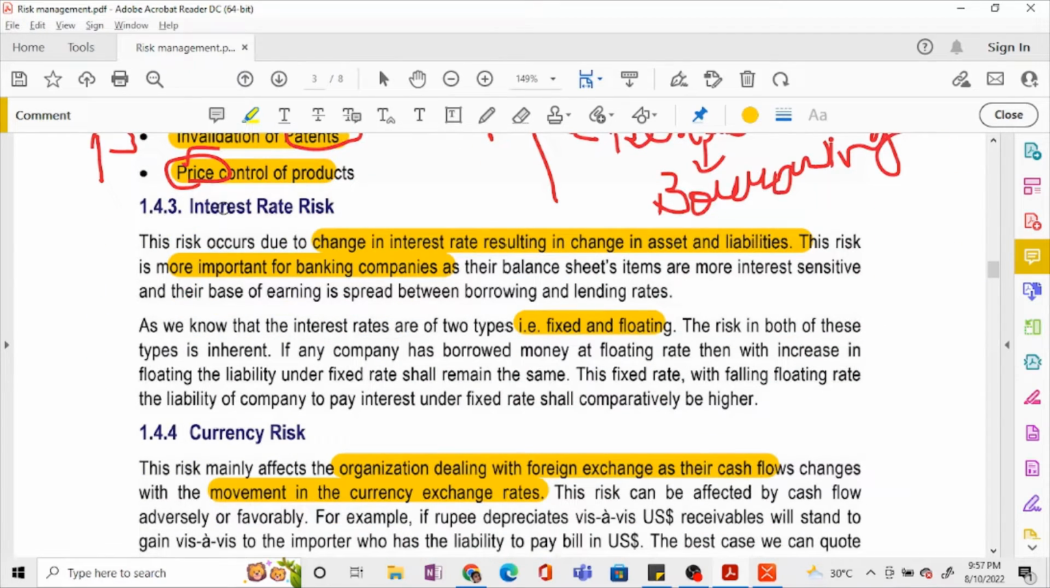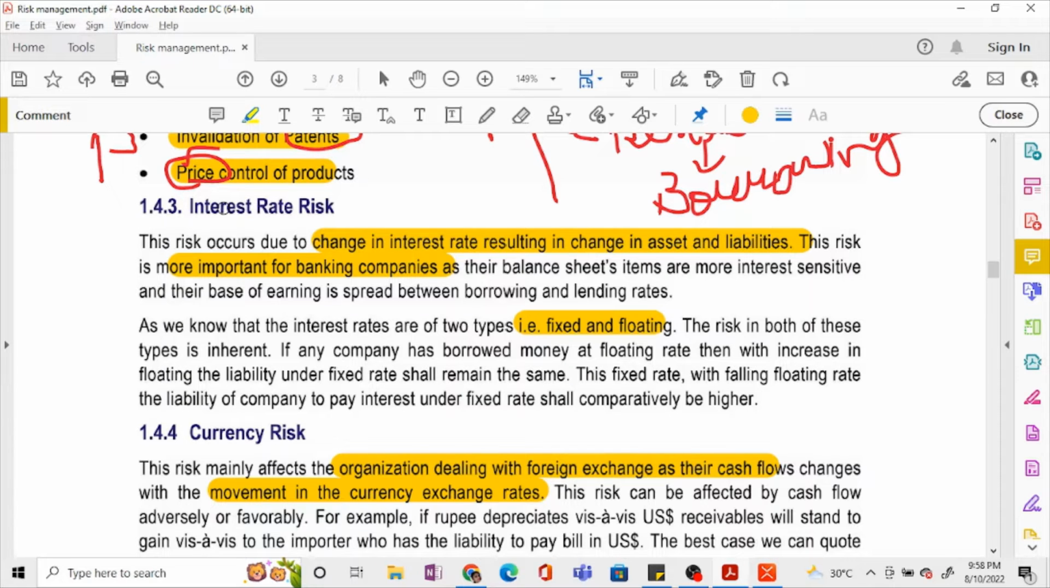Third one is the interest rate risk. Due to the interest rate changes, the assets and liabilities value will also change. Because the exchange rates will change, if the interest rates change, the assets and liabilities value may go up or go down in case they have foreign investments. So this is called the interest rate risk.